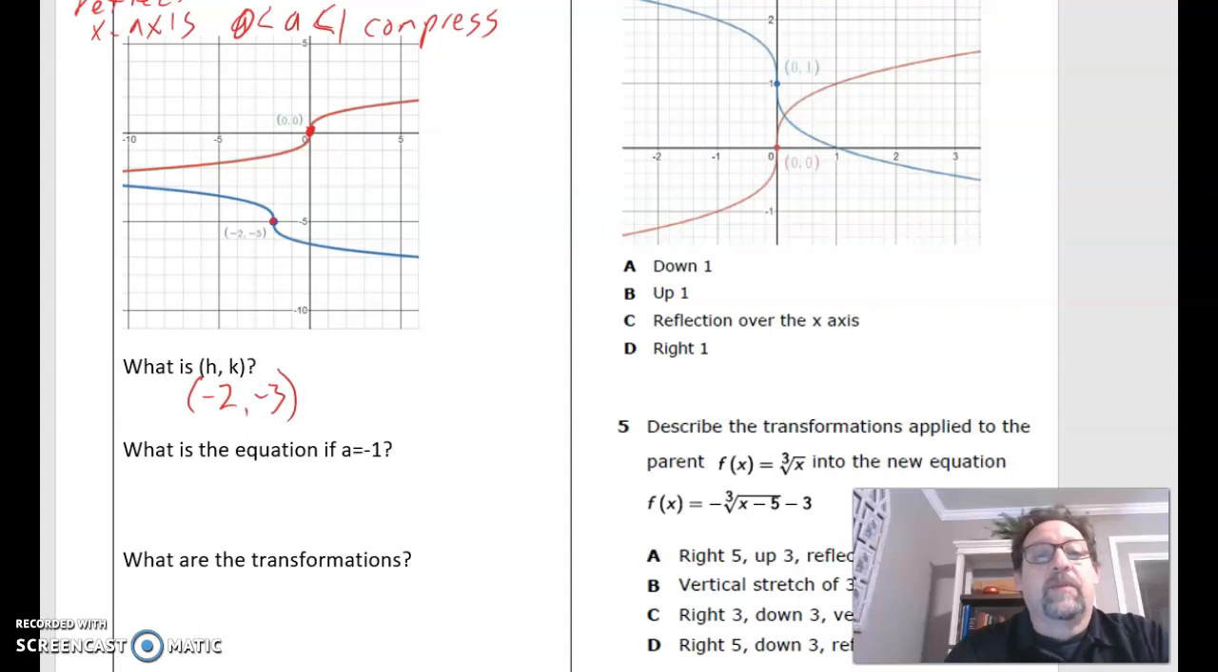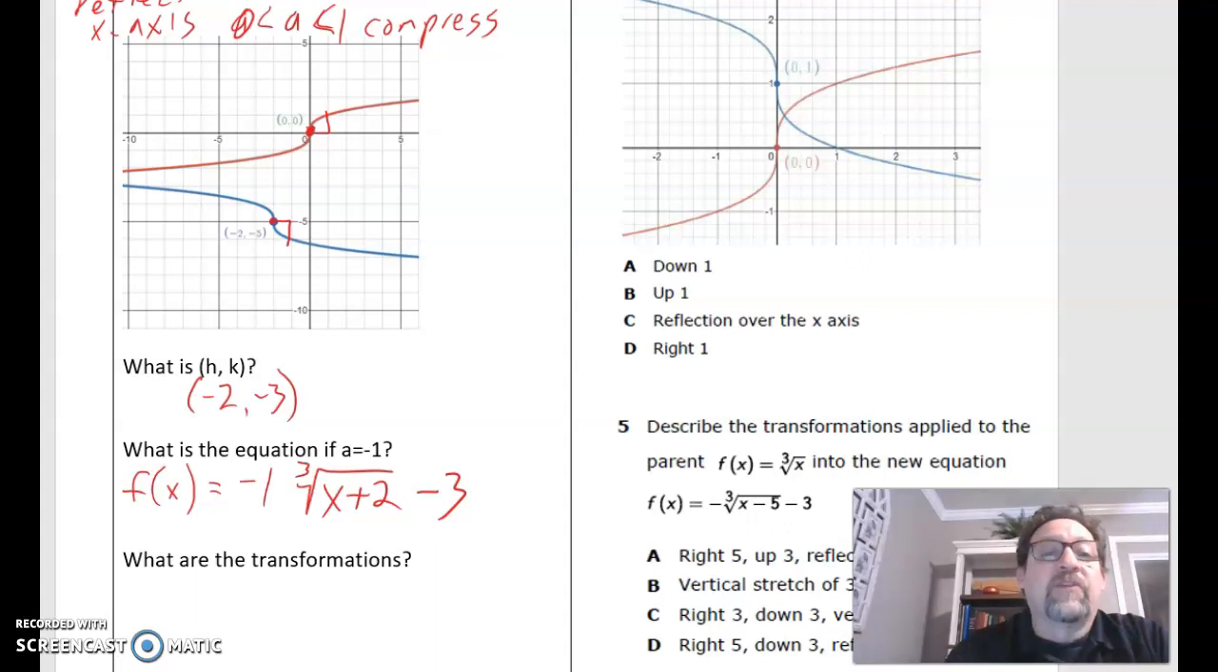This flipped, but it's still over 1 up 1. It's over 1 down 1. So A is -1. So f of x, or y, equals -1 cube roots of x minus -2, which is +2. Or you can think of it as the opposite of -2. And then plus -3 is -3.